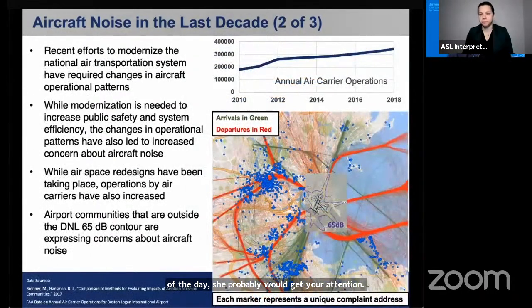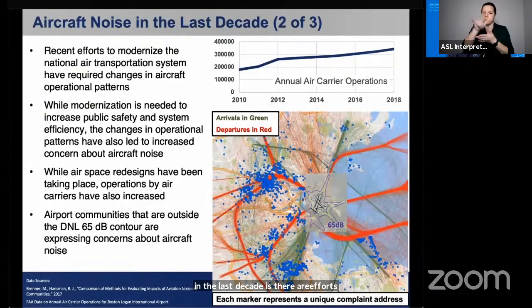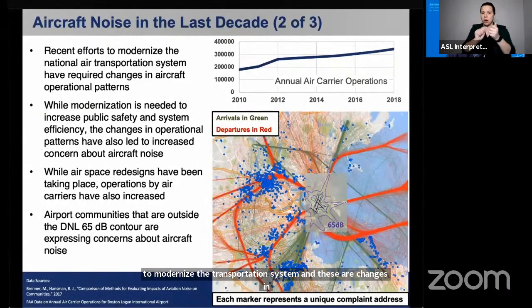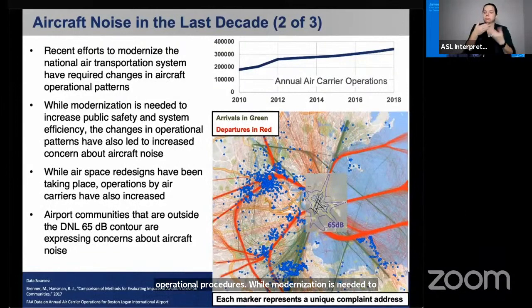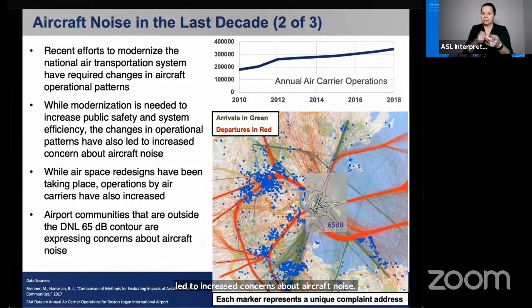And so the other thing that's happened, and this is particularly true in the last decade, is we've had efforts to modernize the national air transportation system. And these have required changes in aircraft operational procedures. So while modernization is needed to increase public safety and system efficiency, the changes in operational patterns have also led to increased concerns about aircraft noise. And while these airspace redesigns have been taking place, operations by air carriers have also increased.